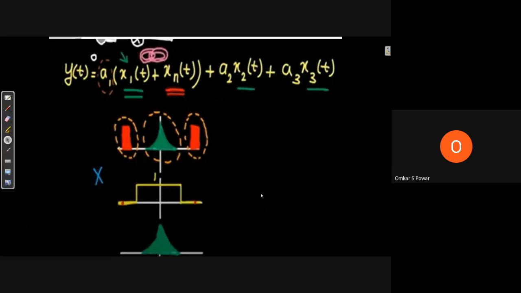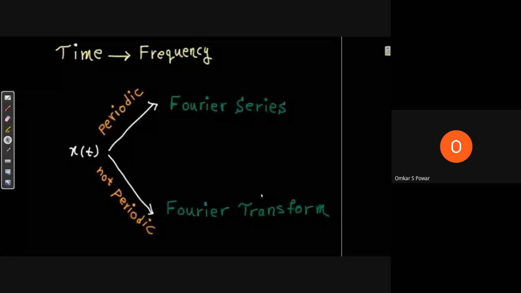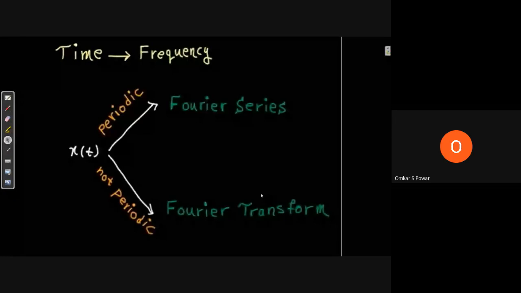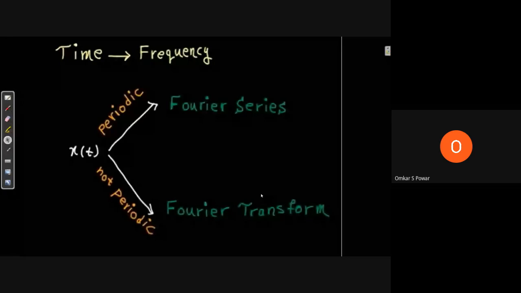Okay, so now if you analyze the signal x of t, it can be periodic in nature, or it can be non-periodic also. So if x of t is periodic, then we use Fourier series. Okay, then if it is not periodic, we use Fourier transform. So we convert the time domain signal to the frequency domain signal with the help of two things. One is Fourier series for a periodic signal. If it is not periodic, we use Fourier transform.